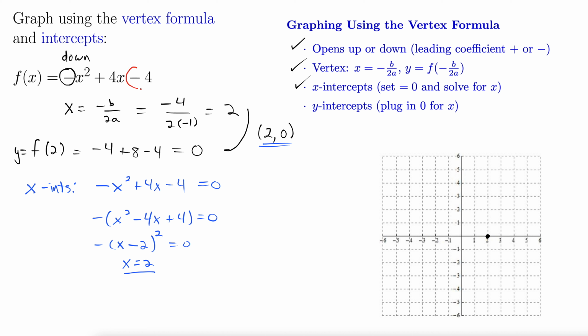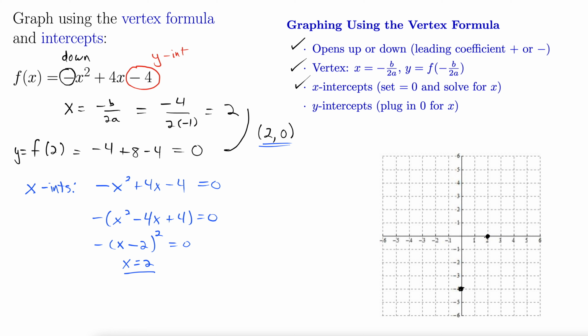The y-intercept is always this constant term hanging out with no x attached to it. So here's our y-intercept. You can always just go right to the y-intercept and also think of it as plugging in 0 for x. But here it is at negative 4. Let's go ahead and add that in on the y-axis here at negative 4.